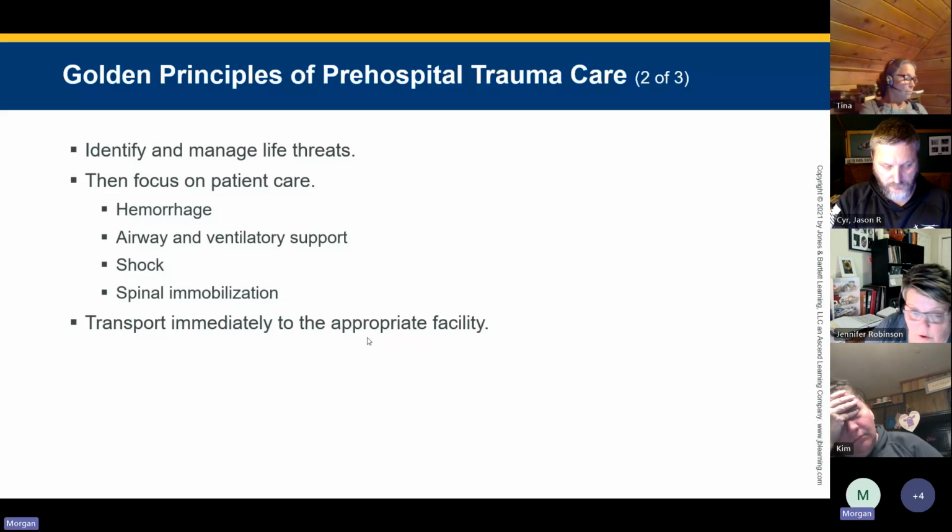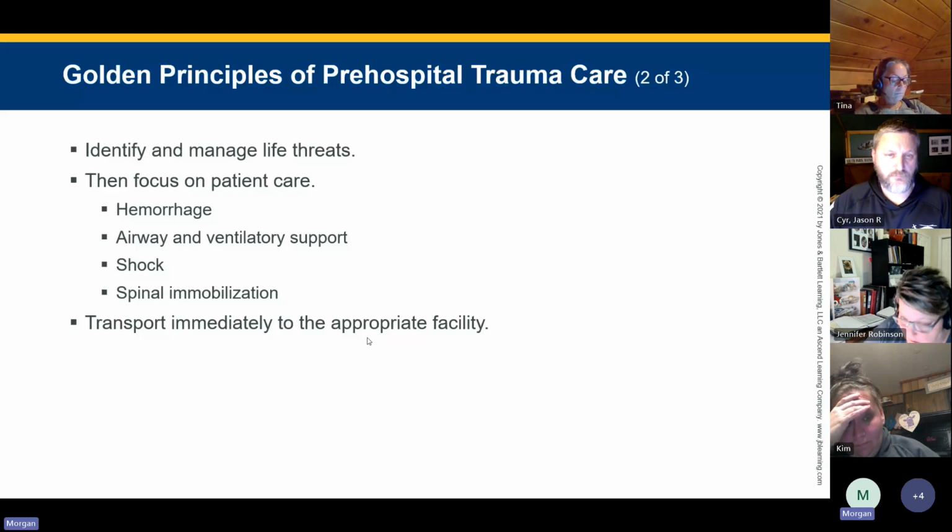So hemorrhage, we're starting with hemorrhage because if they don't have blood, they don't have a patient. Then airway, is it clear? Are there dentures, are they eating? Breathe for them if you have to. Treat for shock, and always do some sort of spinal immobilization. And if you think they're okay, then you can clear their spine.